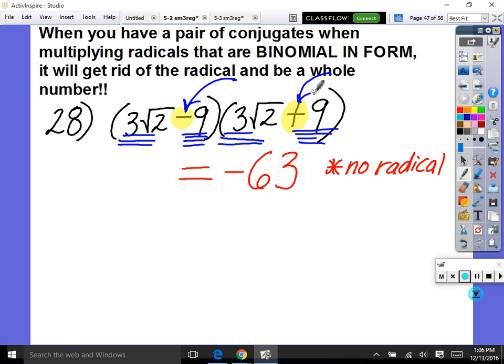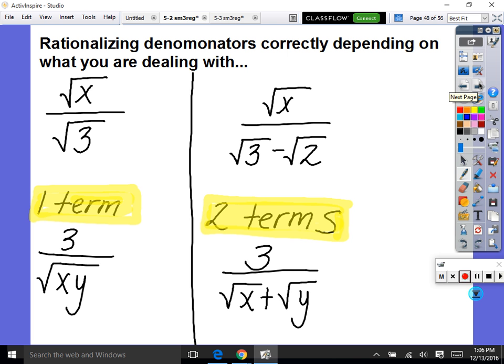That's the rule. And then you'll get out a whole number, which is what we're going to want to do when we have radicals that are binomial in form in the bottom of a fraction. We'll rationalize the denominator by multiplying by the conjugate. So, I want you to look at the differences now between these two types of problems. And we're going to have a quiz at the end of the hour. So, rationalizing denominators correctly, I don't want you to get confused.